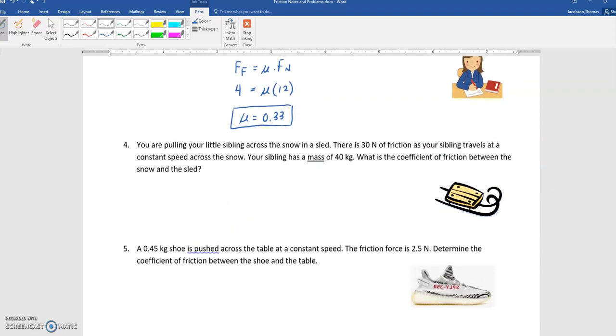Last problem. It says you're pulling your sibling across the snow in a sled. There's 30 newtons of friction as your sibling travels at a constant speed across the snow. Your sibling has a mass of 40 kilograms. What's the coefficient of friction between the snow and the sled?